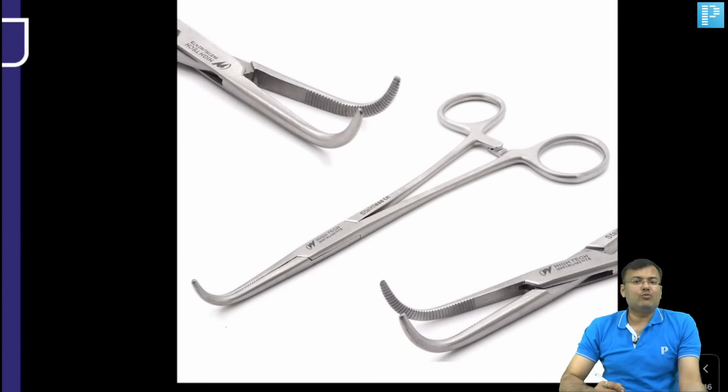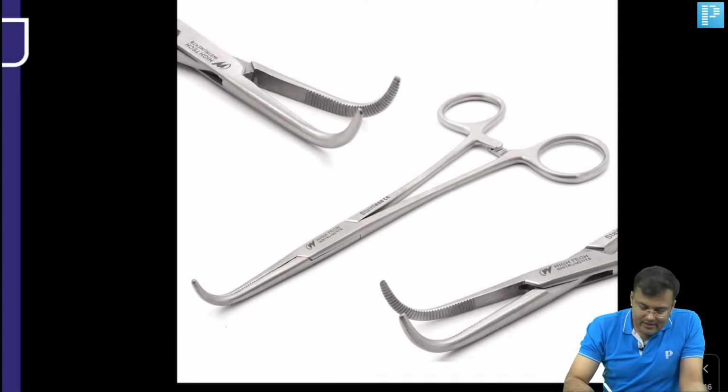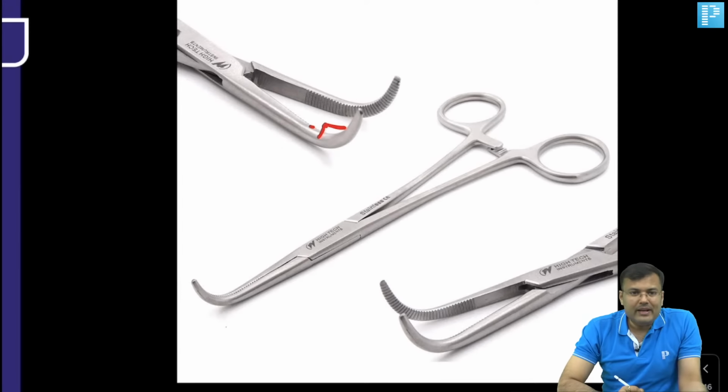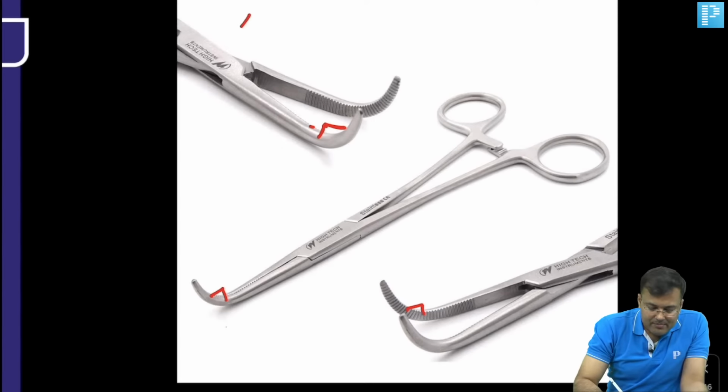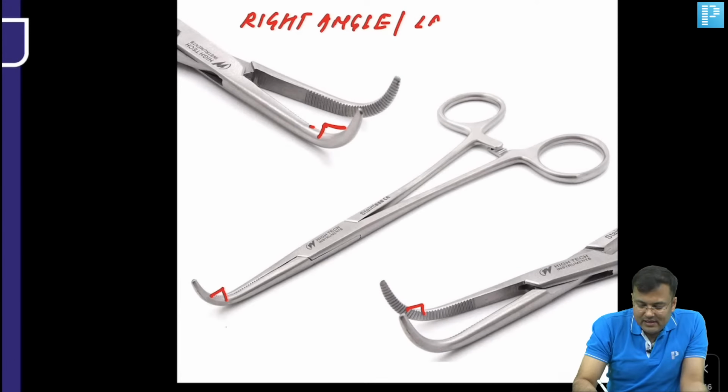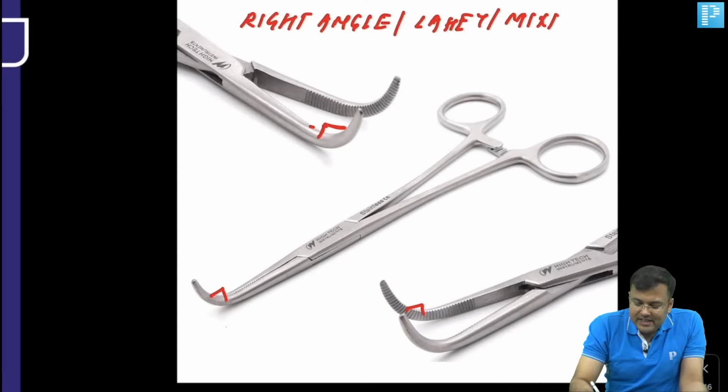Okay, next, this was asked in one of the latest exams. Can you see that the terminal part of the blade is at right angle to the rest of the blade? Obviously, what's the name? Right angle. Apart from right angle, what are the other names? Right angle forceps, also known as Lahi or Mixter artery forceps.